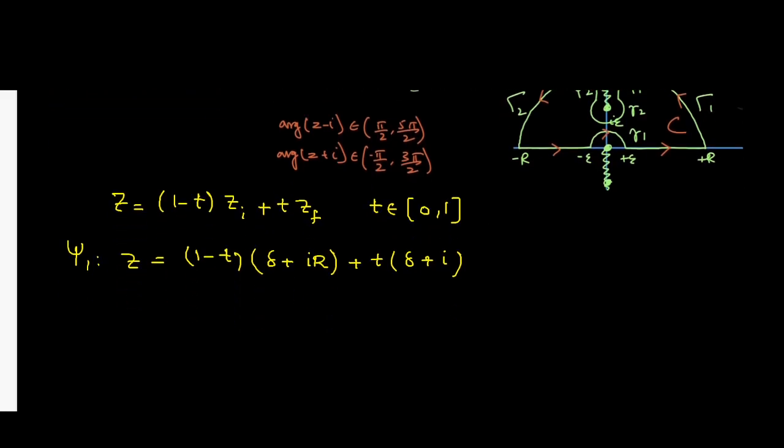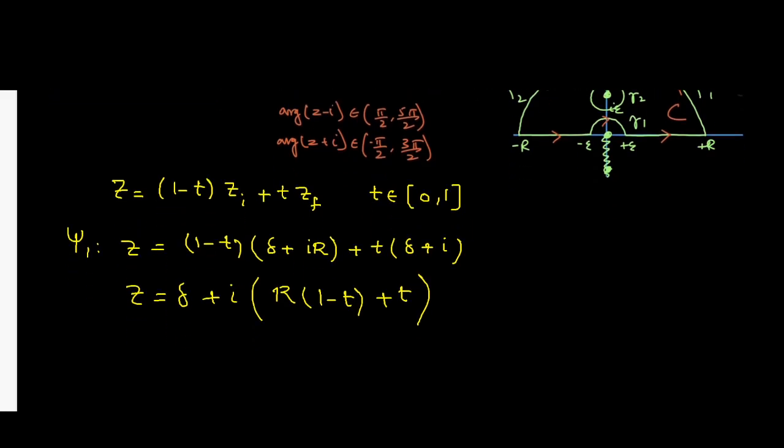And if you expand these out and simplify, the real part of z is delta. That's obvious since the real part does not change. And for the imaginary part, we get R times 1 minus t plus t. Now I can add an I to this or subtract an I from this to get the expressions for z minus I and z plus I. For z minus I, we get delta plus I times R times 1 minus t plus t minus 1.